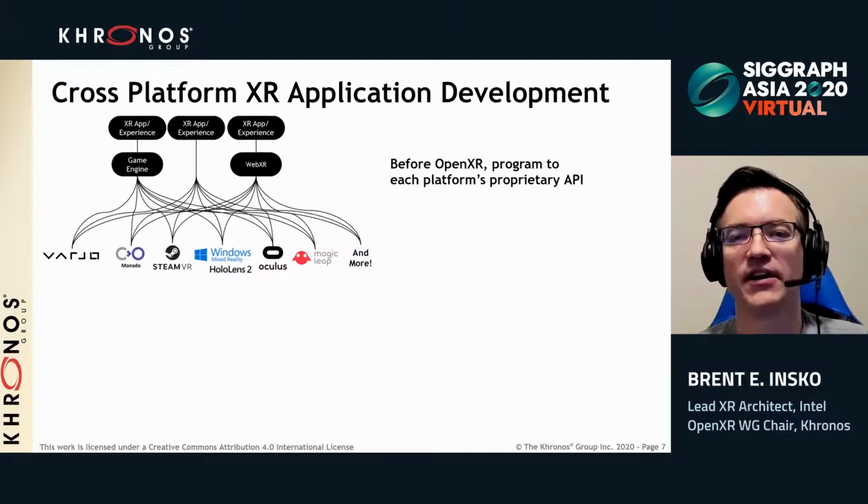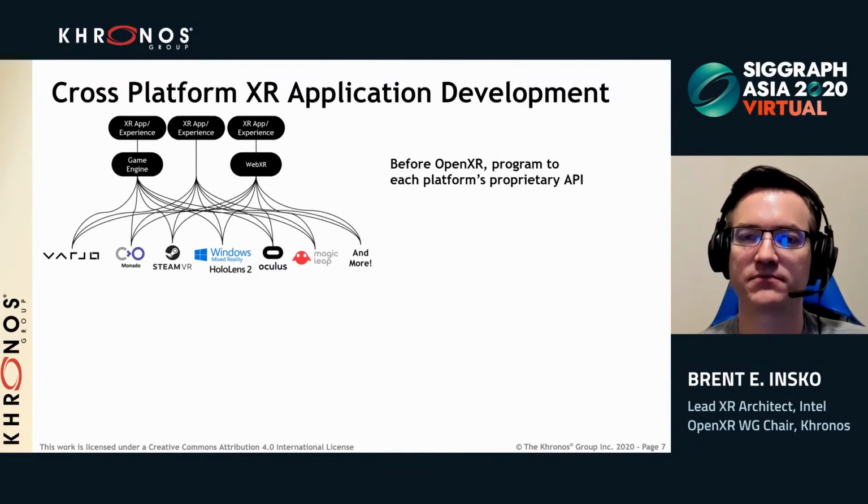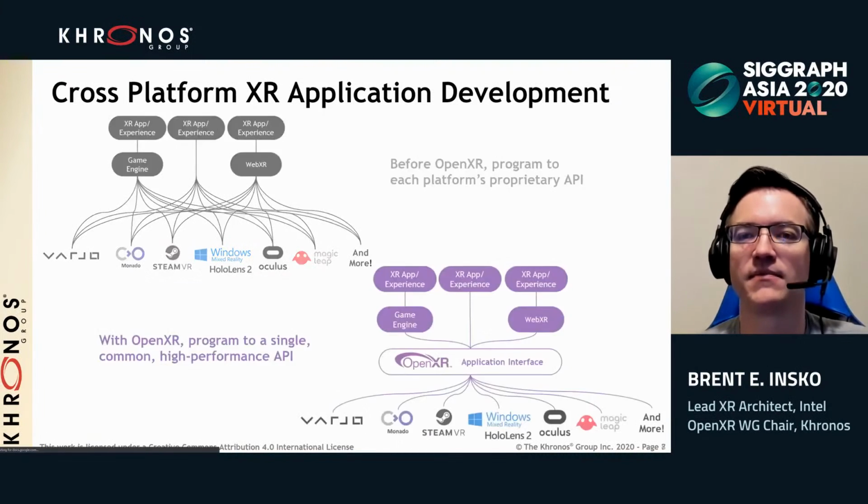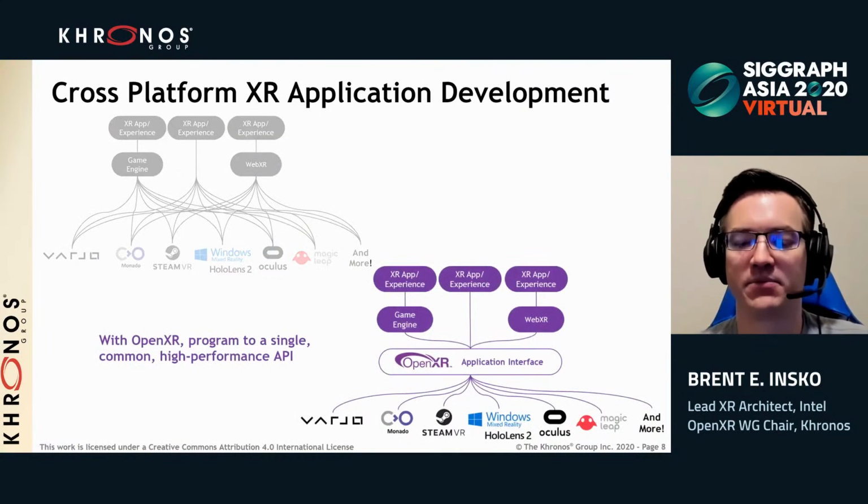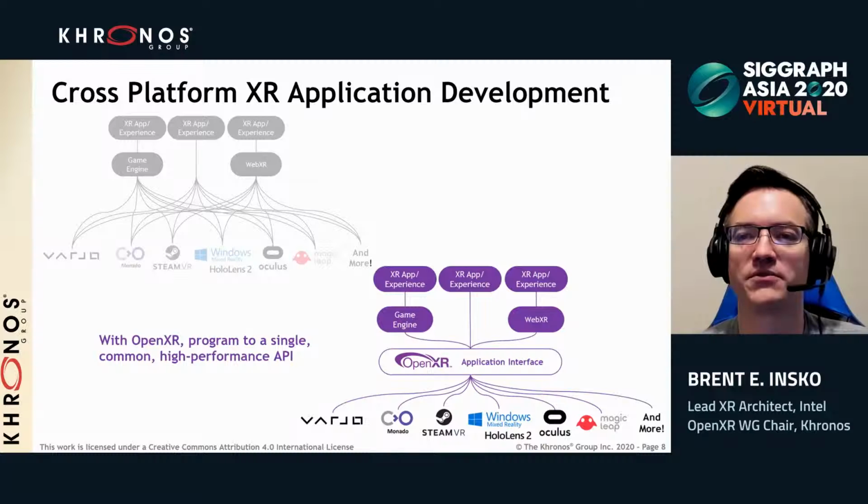Before OpenXR, an application developer would have to program each platform's proprietary API. This becomes a daunting challenge as you support more platforms, both from a development perspective, but also a validation and testing perspective. OpenXR enables application developers to program to a single, common, high-performance API, which supports a number of different AR and VR platforms.